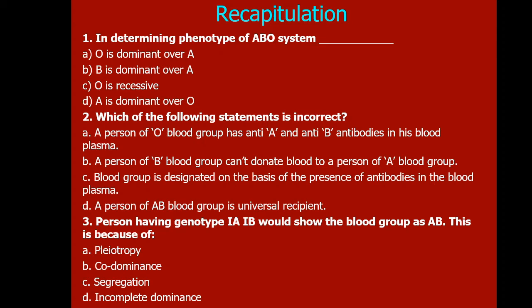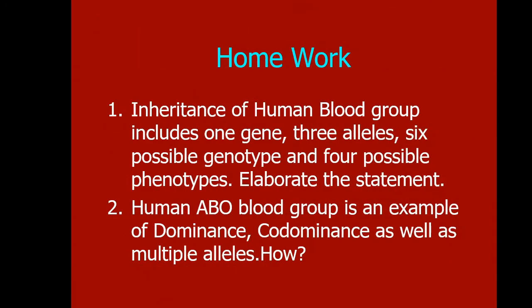Not correct. So you just see here, the statement that blood group is designated on the basis of presence of antibodies in the blood plasma. We know that the blood groups are designated on the basis of antigens present on the RBC surface. So here we will choose option C, and a person having IA IB genotype would show the blood group AB. This is because of which condition? This condition is called codominance. These are some homework questions beta, you have to try them at home.